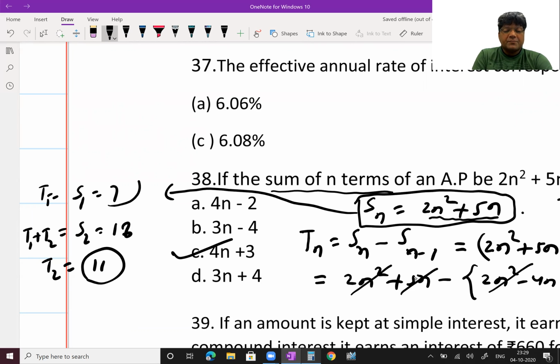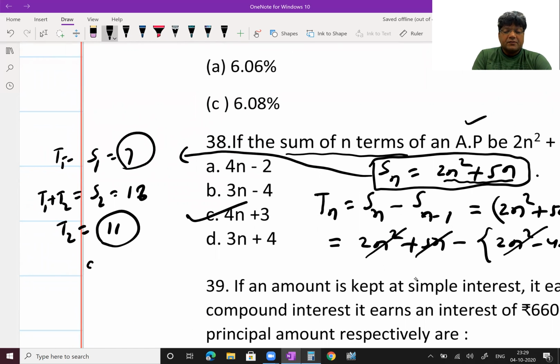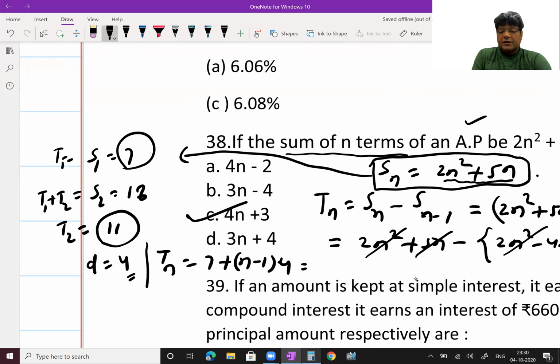So your first term is 7 and second term is 11, and the question has already told AP, that means your common difference will be T2 minus T1, so D is equal to 11 minus 7, 4. Immediately you can get the nth term by the formula Tn is equal to A plus, that is 7 plus n minus 1 into D, your common difference is 4. That is equal to 4n plus 3. You got the answer. Guys, this also I did by traditional method only.